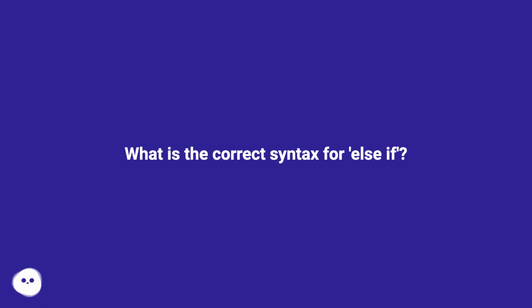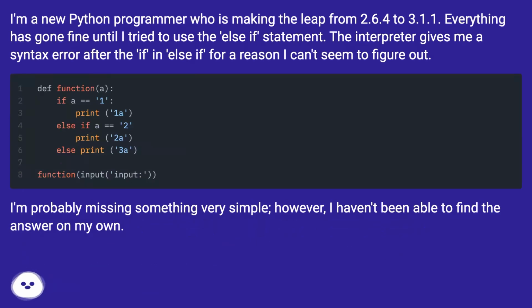What is the correct syntax for else if? I'm a new Python programmer who is making the leap from 2.6.4 to 3.1.1. Everything has gone fine until I try to use the else if statement. The interpreter gives me a syntax error after the if in else if for a reason I can't seem to figure out.